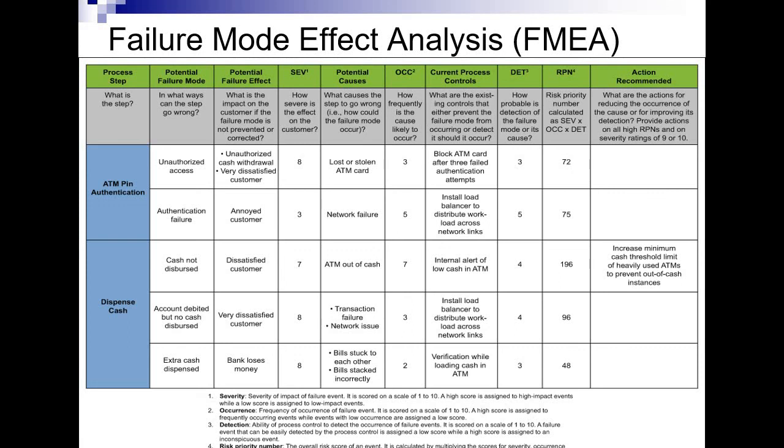So the action that is recommended in this case is to increase the minimum cash threshold limit of heavily used ATMs to prevent out of cash instances. So suppose the ATM is able to hold say 15 lakhs worth of cash, and if the limit for the other ATMs is say 2 lakhs, the limit threshold for the heavily used ATM could be 5 lakhs. So by the time the message goes out, obviously the bank is able to replace the cash.